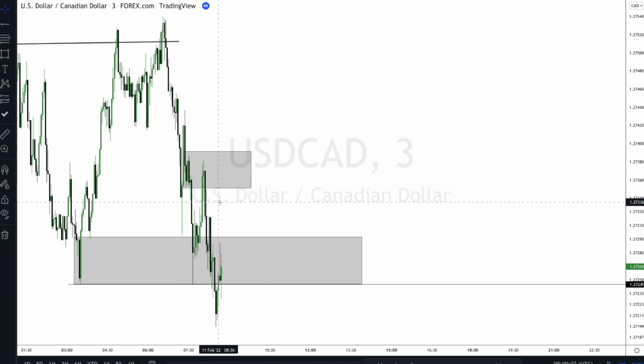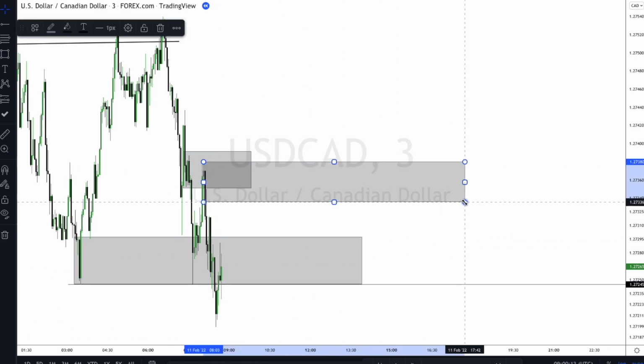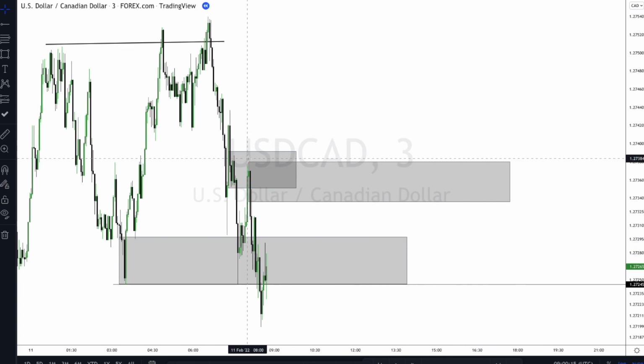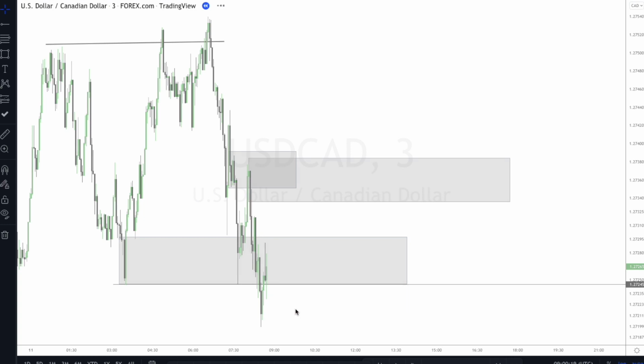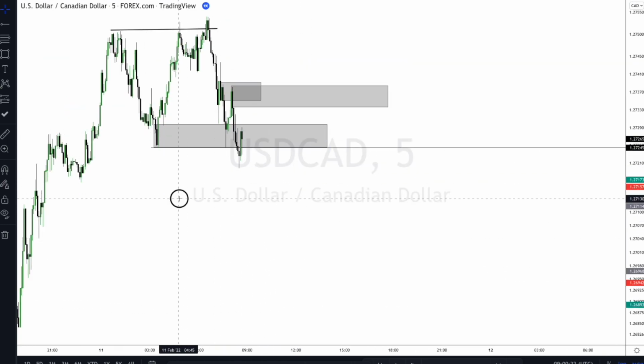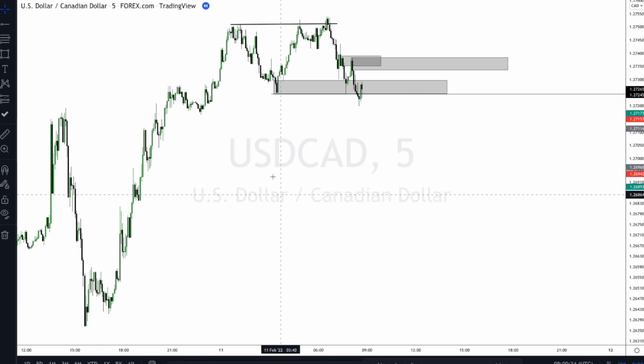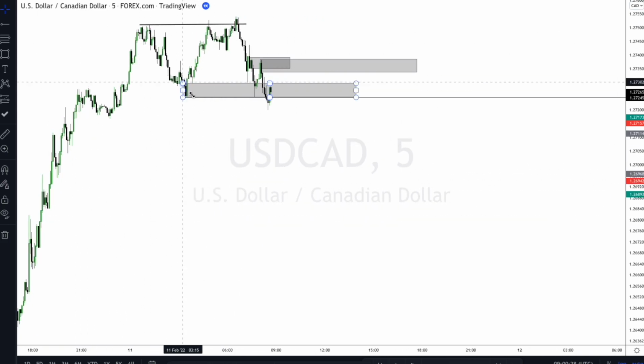This particular one is still very clear for us, so I'm going to mark this as my bias. I want price to come back into this zone for me to be a seller in this trade. No doubt I'm going to target either this low, and at the same time, as I can see that we still have some kind of gap around this particular area, I can target 1 to 10 into all those zones.